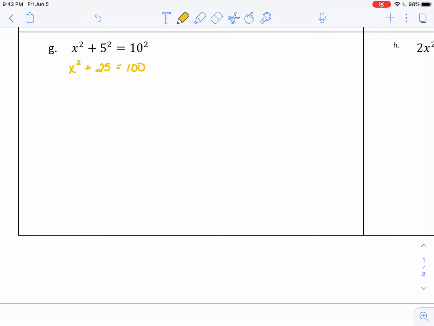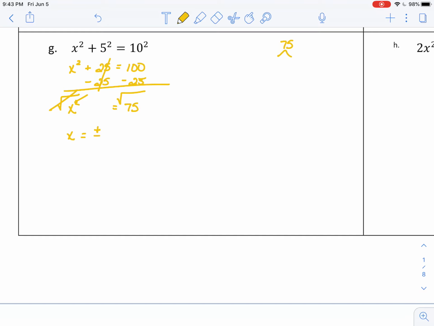So now I'm going to do the same process. I'm going to try and get my variable to the second power on its own. And I'm going to do that by subtracting 25. So 100 minus 25 is 75. And now that I have the squared term on its own, I'm going to cancel that. The opposite of squaring something is to square root. 75 is not a perfect square, so I will have to break it apart, but I'm going to go ahead and remind myself I'm going to get 2 solutions so I don't forget later.